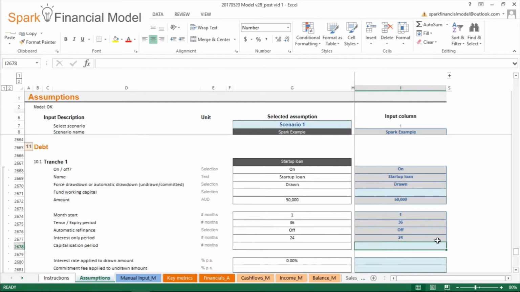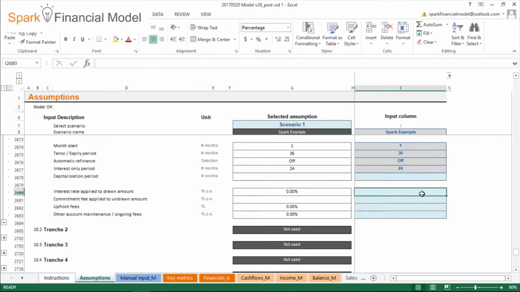Recapping what we've done here, we've set up a $50,000 loan where the bank gives you cash immediately in month 1. The first 24 months is interest only, and the principal will be repaid in the last year. Now onto fees. Let's say the interest rate is 7% a year. Commitment fees are often required for undrawn loans, so not applicable here. Finally, upfront fees. Again, it's something that banks often charge and is basically a one-off starting fee for the loan. Here, let's say 1%. The banks sometimes charge account maintenance fees as a percentage of the balance. Let's say it's 0.5% a year.